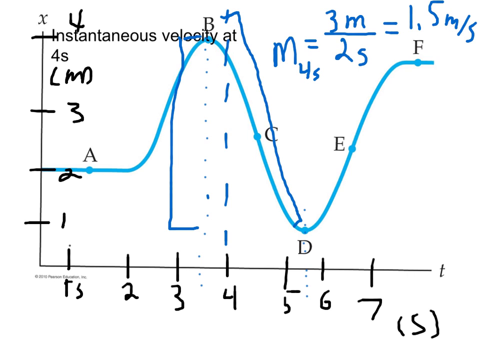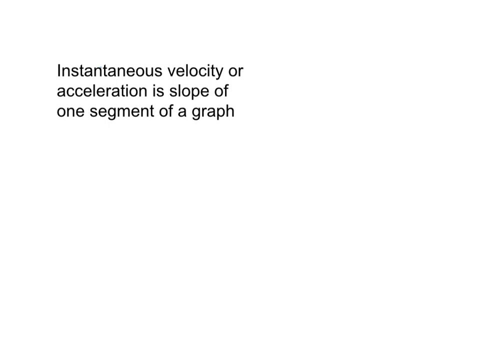Okay, to summarize, instantaneous velocity or instantaneous acceleration is the slope of one segment of a position-time graph, that would be instantaneous velocity, or a velocity-time graph, that would be instantaneous acceleration. If that is confusing to you, there is an instantaneous section in your textbook that I'll refer you to.